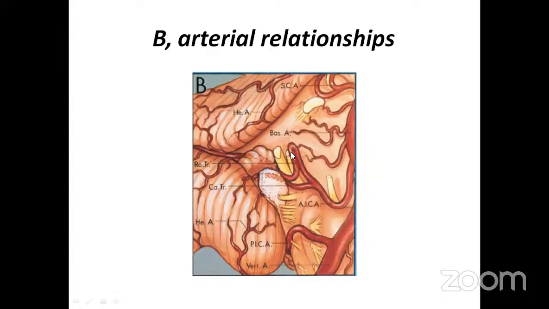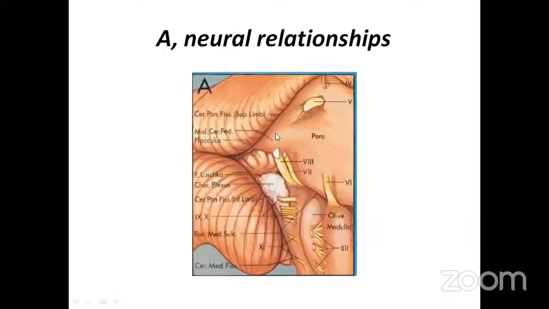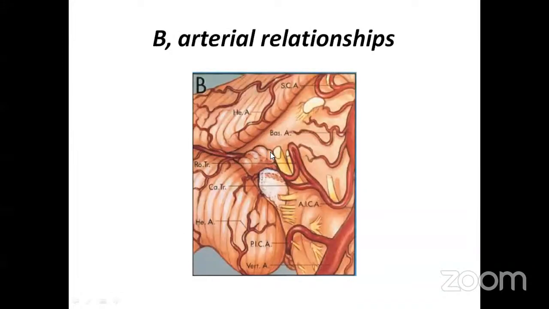The rostral trunk goes above the flocculus. This is the flocculus. The rostral trunk goes above the flocculus, and it supplies the middle cerebellar peduncle. This part is the middle cerebellar peduncle. In this diagram, we can appreciate the middle cerebellar peduncle. So the rostral trunk supplies the middle cerebellar peduncle, and the caudal trunk lies below the flocculus.